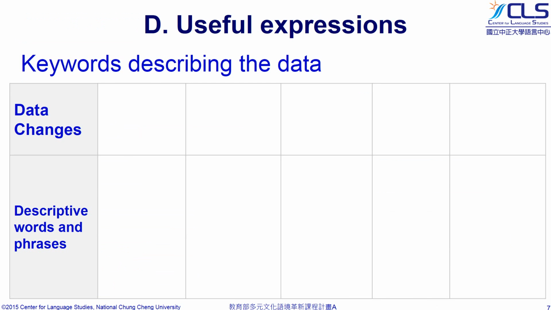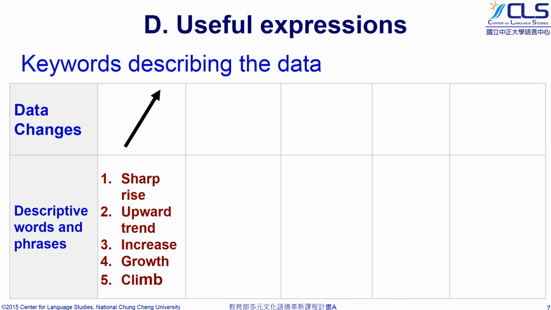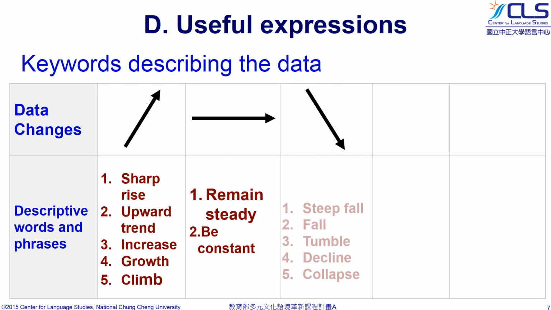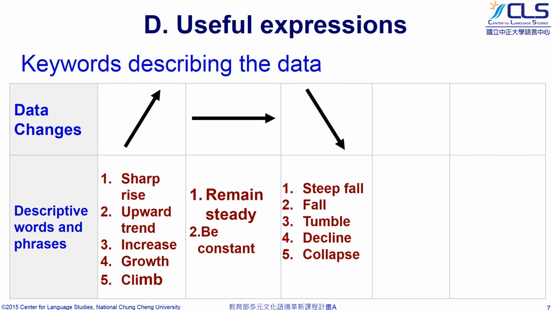There are a variety of descriptive words and phrases to describe graphs. We may use different expressions to describe the rise in number or amount, such as sharp rise, upward trend, increase, growth, and climb. If the number or amount is in similar conditions, we could use remain steady or be constant. Ways to describe decrease include steep fall, tumble, decline, and collapse.